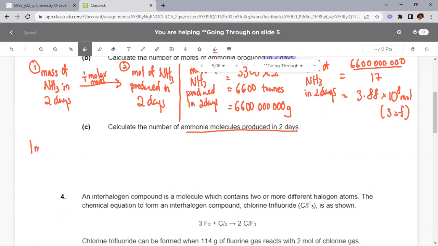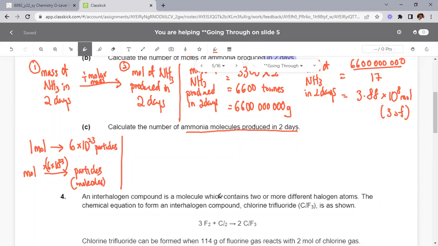You know that 1 mole is equivalent to 6 times 10 to the power of 23 particles. Now I have this number of moles. I want to find how many molecules. So what do you think is the step? From mole, I need to convert to particles, right? In this case, the particles I'm looking at are the molecules. So to convert from mole to particles is to multiply by 6 times 10 to the power of 23.